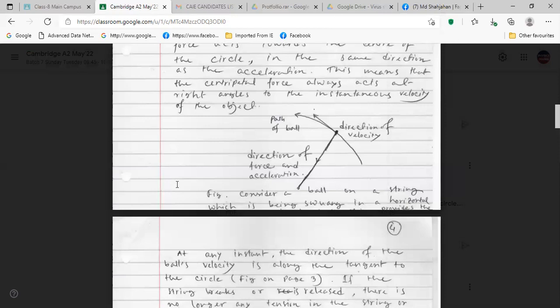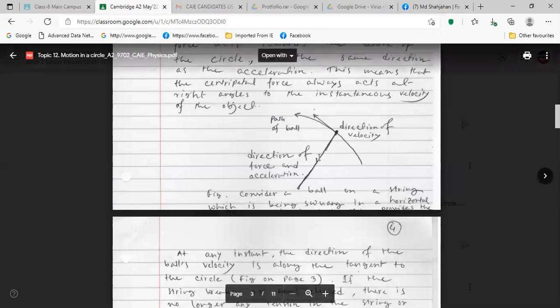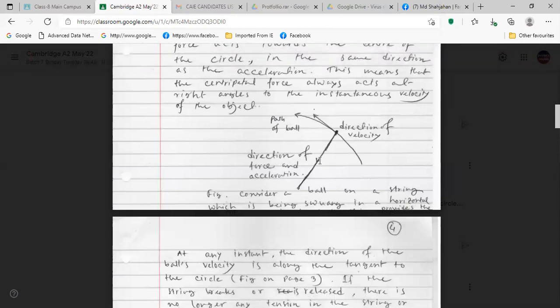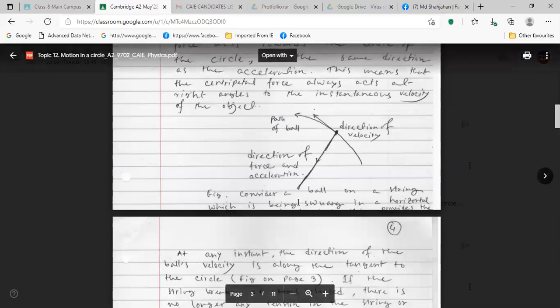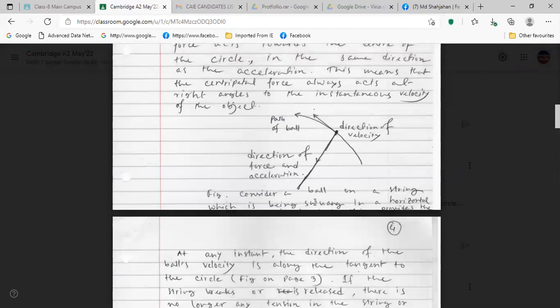Are you done with drawing? Sir, almost. Here we also label the arrow, direction of force and acceleration. This arrow you should show. This is the center, direction of velocity, path of ball, and in the figure you write a ball is in circular motion. Just you write a ball is in circular motion.